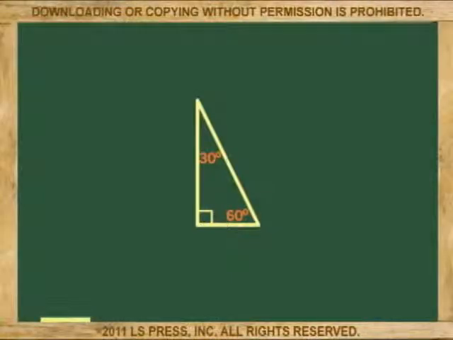In the 30-60 triangle, the relationship is 1 for the short leg, 2 for the hypotenuse, and whatever the short leg is times the square root of 3 for the longer leg. So if the short leg is 4, the hypotenuse is double 4 or 8, and the long leg is 4 square root of 3. And if the hypotenuse is 14, the short leg is 7 or half, and the long leg is 7 square root of 3. And if the long leg is 8, the short leg is 8 over the square root of 3. Remember, because we are going the other way, we divide instead of multiplying.